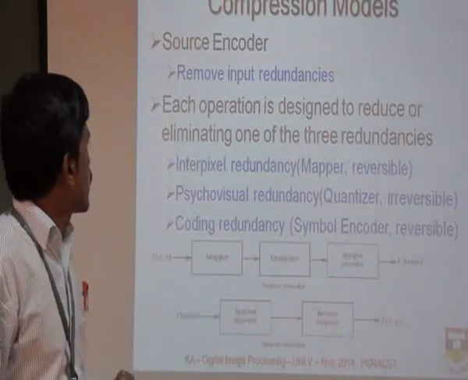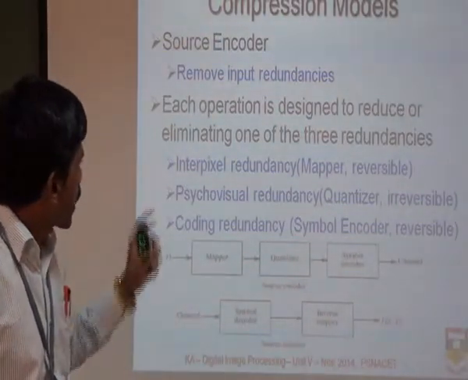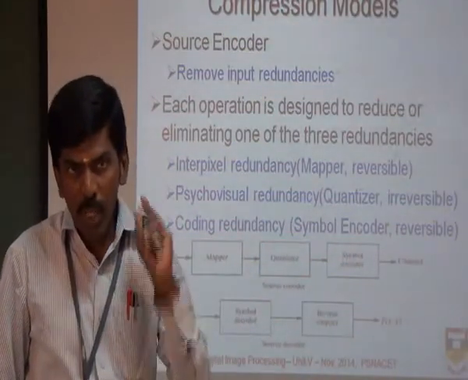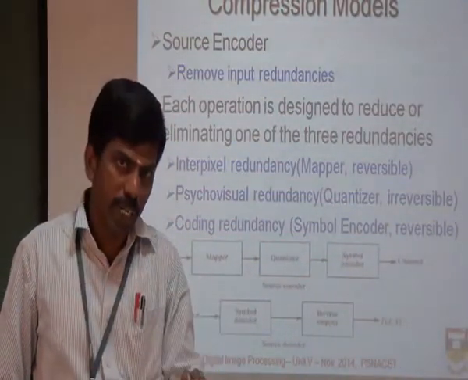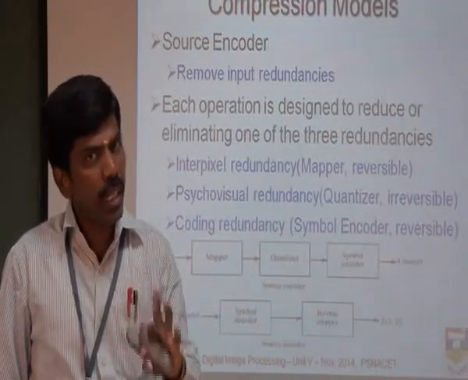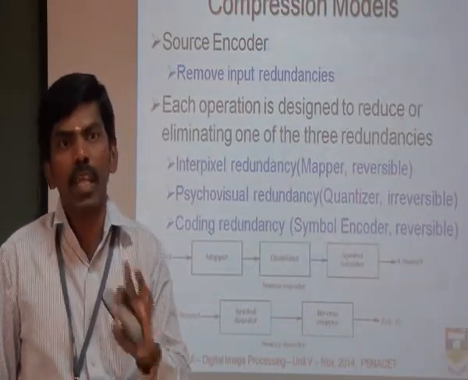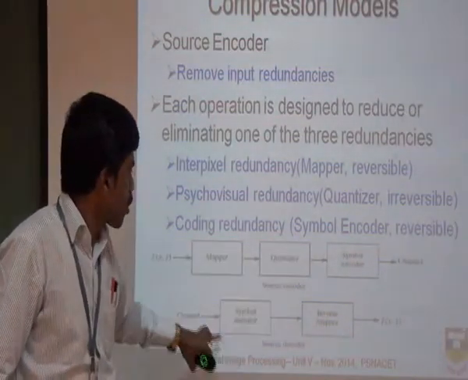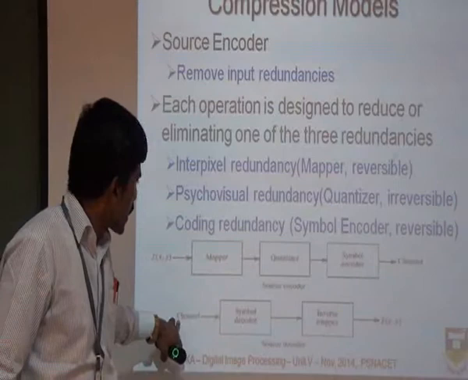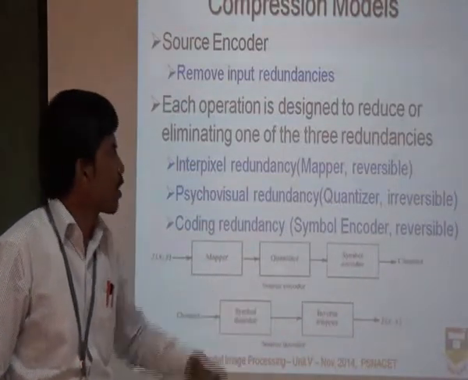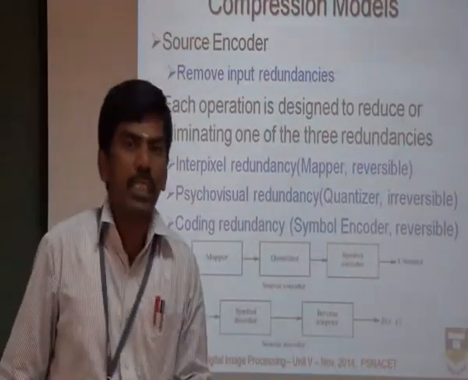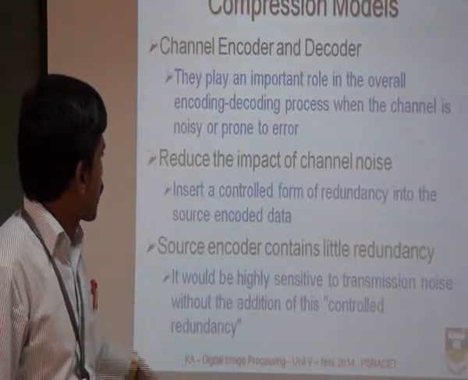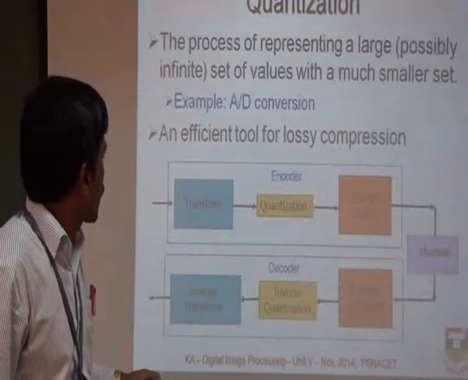Next, each operation is designed to reduce or eliminate the three redundancies, generally interpixel, coding and psychovisual. Most of your image compression redundancy is repetition. We can make three types of redundancy: coding, interpixel and psychovisual. So they use a mapper, quantization and symbol encoder. On the reverse side, they have the channel, symbol decoder and inverse mapper. So mapping your system automatically we can make. The channel encoder and decoder we previously discussed.